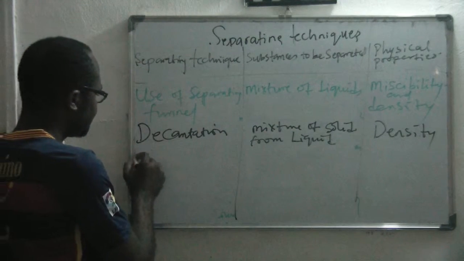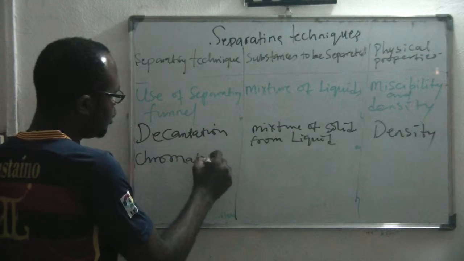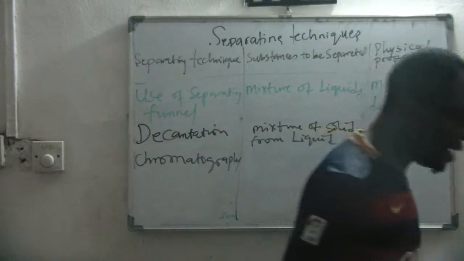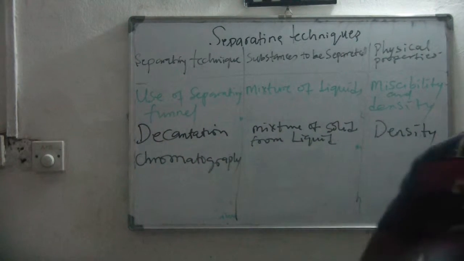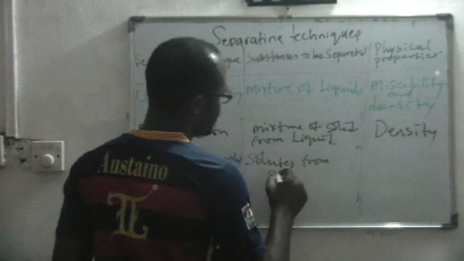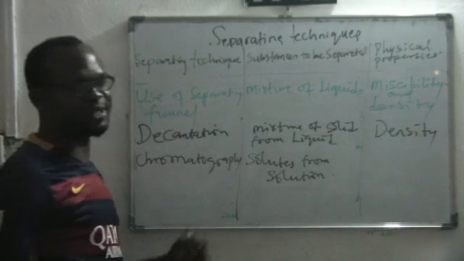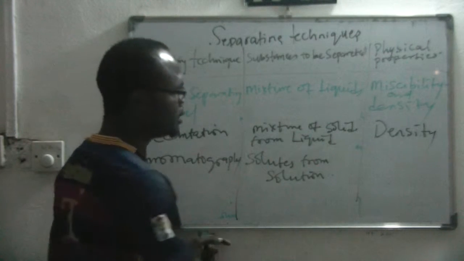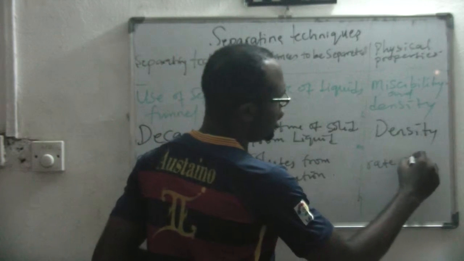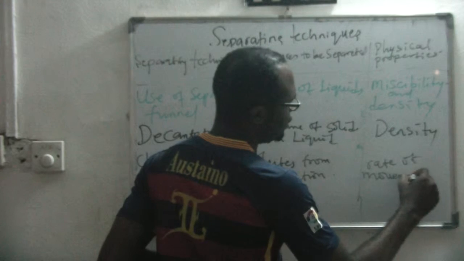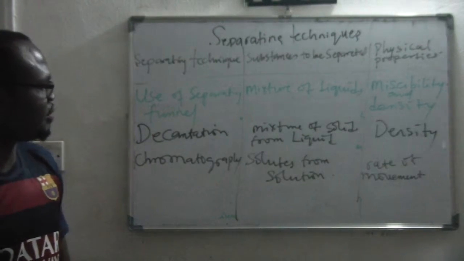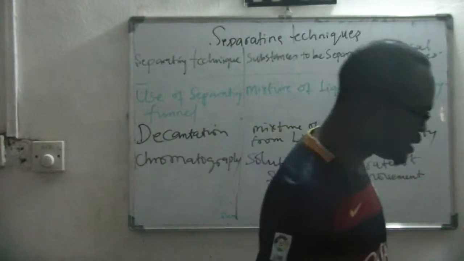What other method? Chromatography. What kind of substances can be separated using chromatography? Solutes from solution, like a blood sample. You use chromatography for it. What is the physical property we consider? Rate of movement. And they can ask you which separating technique uses the property of rate of movement for its separation. You say it's chromatography.